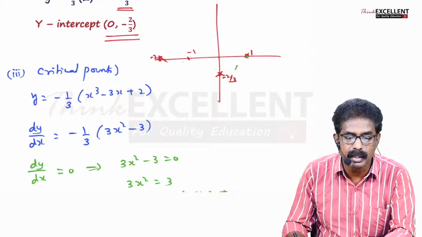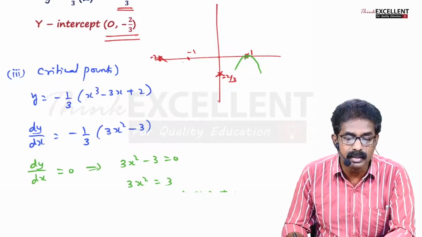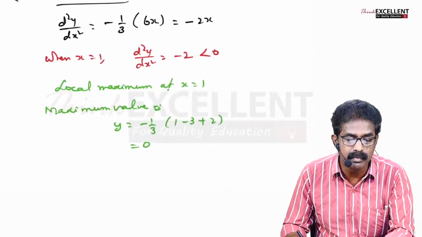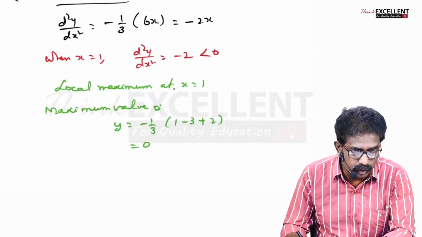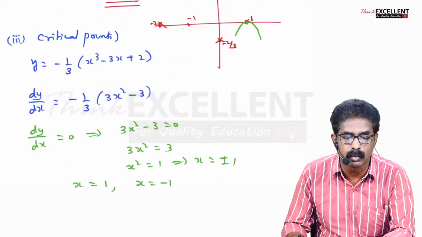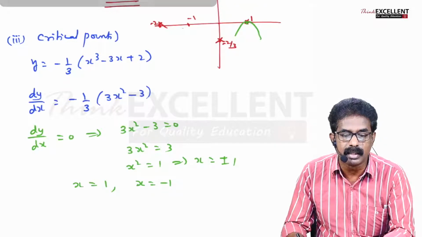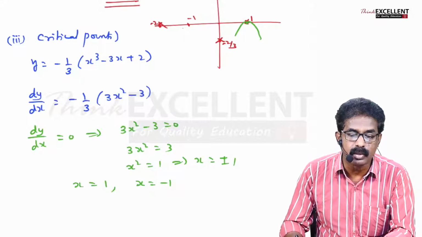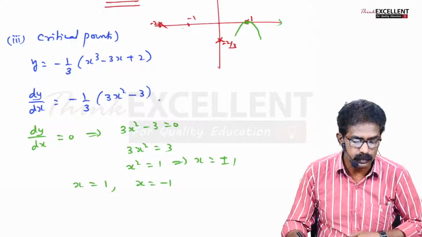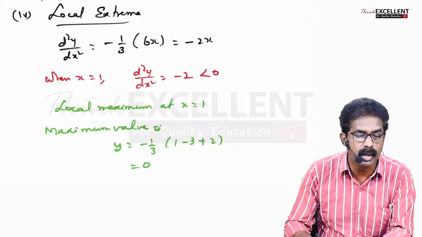At x equal to 1, the maximum value is 0. So the curve will be like this. Okay, because there is a maximum at x equal to 1, you are getting the curve like this only at that place. Minimum means it will come like this, okay? So there is a maximum at x equal to 1, and the value is 0. That is why we marked at that point, okay? Y value 0 there.